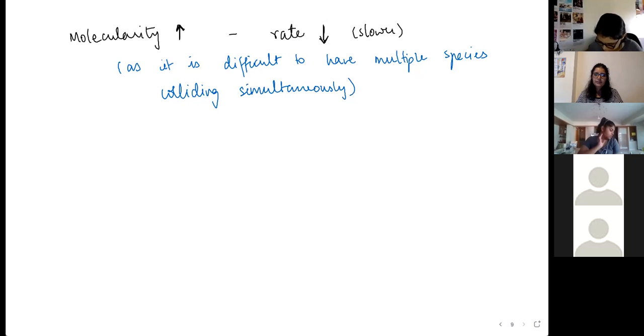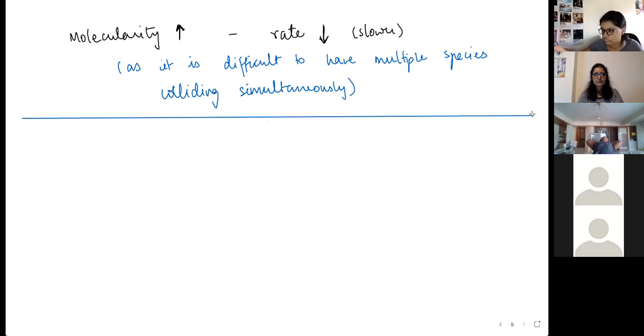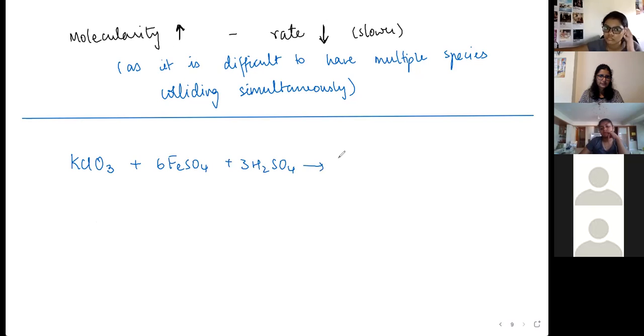As an example, let's contrast elementary versus complex reactions. Suppose you have this reaction: KClO3 plus 6FeSO4 plus 3H2SO4 gives KCl plus 3Fe2(SO4)3 plus 3H2O.